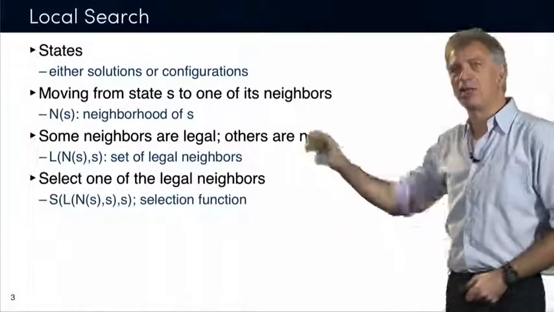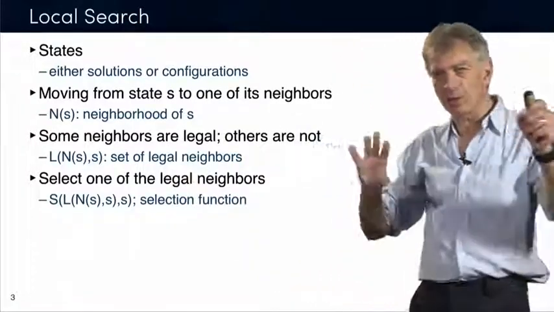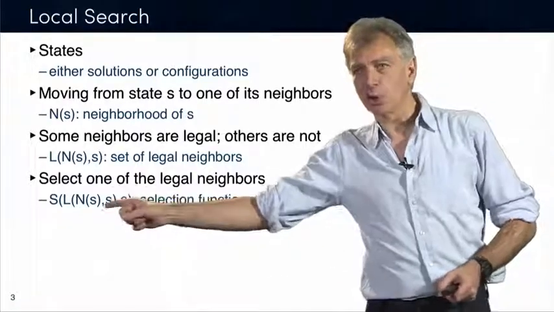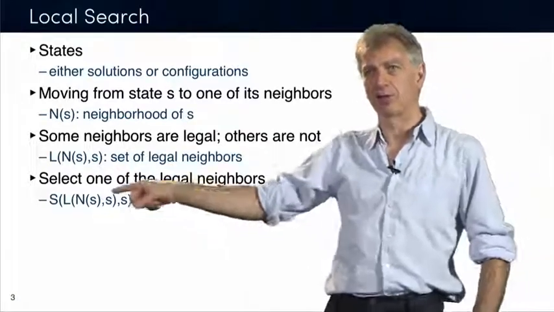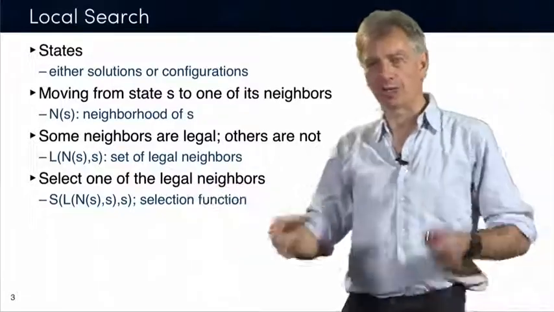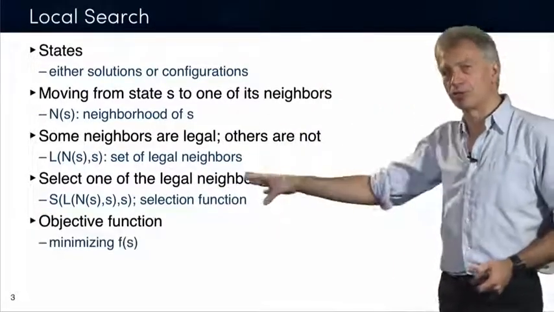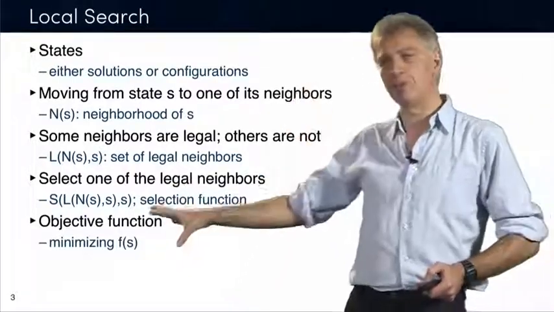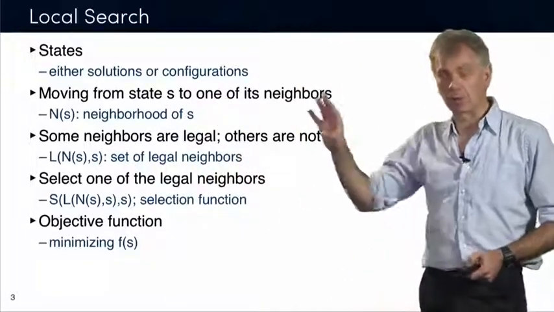Once we know which neighbors are legal, we're going to select one of them. And once again, there will be many ways of selecting the neighbors. So what you get is this function S(L(N(S), S), S): essentially, you select a legal neighbor from the state you are in. Of course, what we want to do in some cases is minimize an objective function. Almost always it's either minimizing violations or optimizing an objective function from the problem specification.